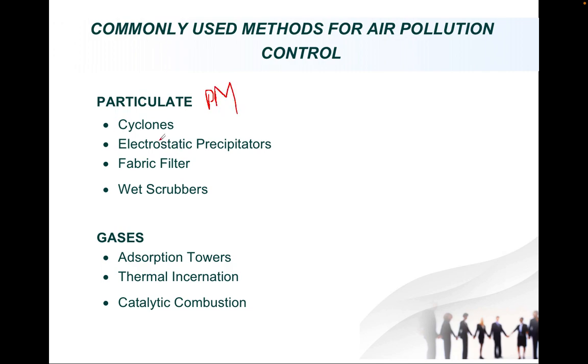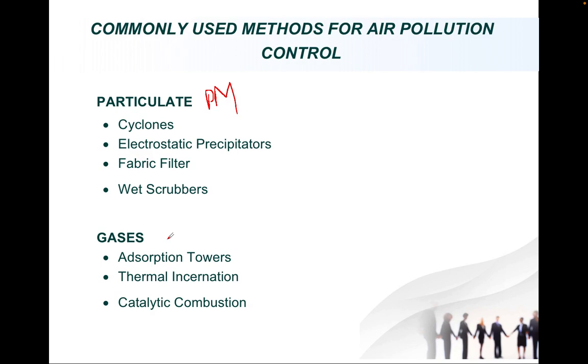Particulate matter. We can control the amount of this particulate matter in the flue gases by using different types of devices: different types of cyclones, electrostatic precipitators, fabric filters, and wet scrubbers. These types of devices we can use to control the particulate matter in the flue gases.